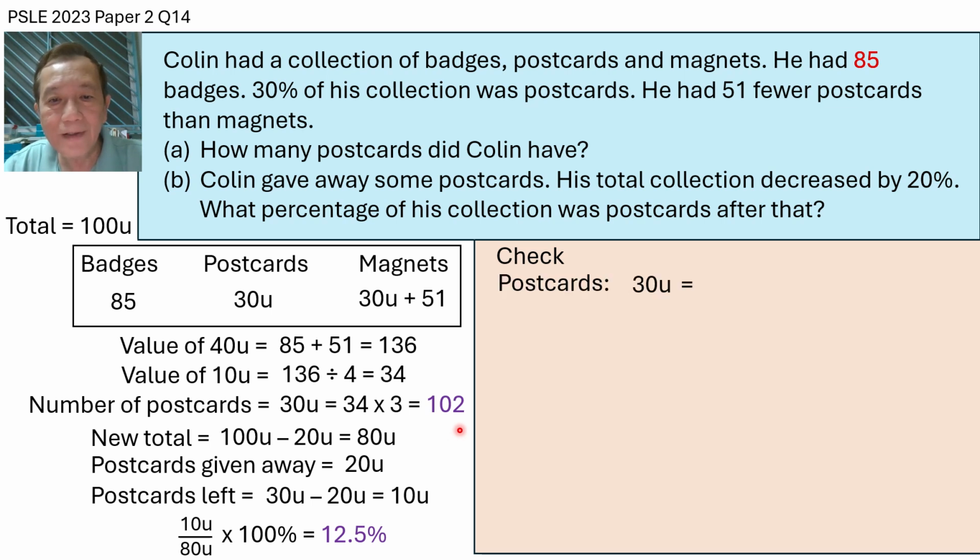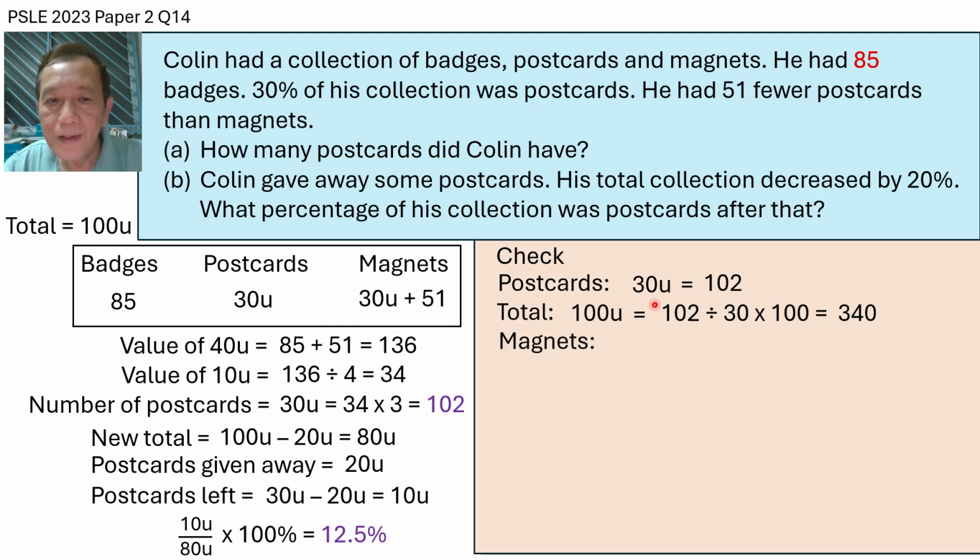Number of postcards is 30 units, 102. From here, we can find the total, which is 100 units. 102 divided by 30 times 100 equal 340. Magnets. 30 units plus 51. 30 units is 102. Plus 51, we get 153.